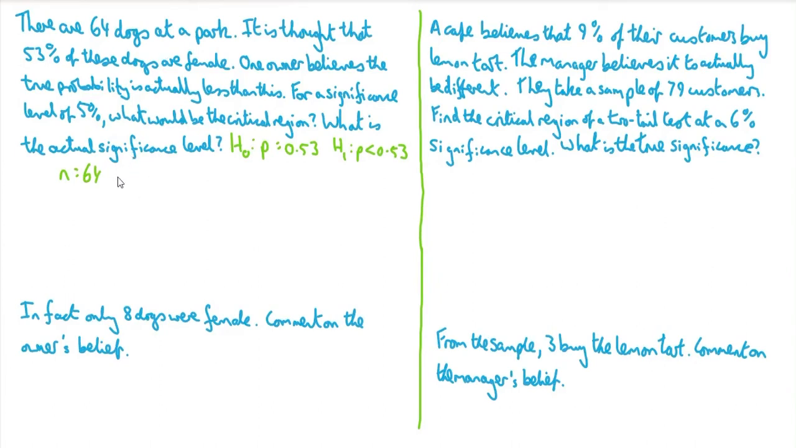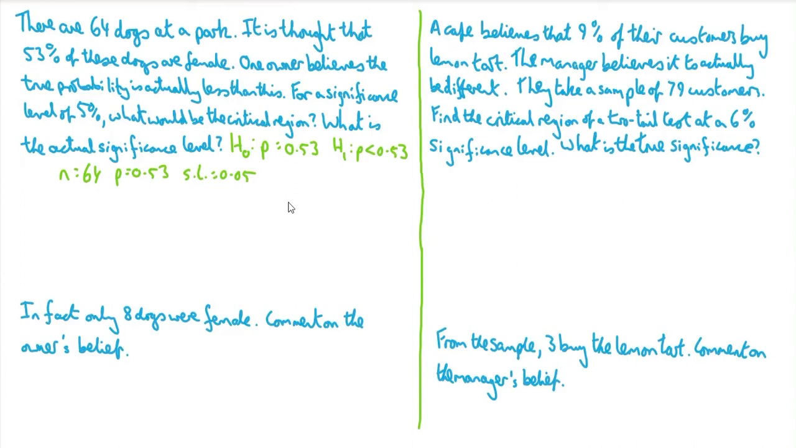Then we know for certain that N is going to be 64, because that's how many dogs there are in total. Our P we're going to take as that 0.53, and the significance level we'll have as 0.05. Since this is a one-tailed test again, since it's just a strict less than rather than a general not equal to, we don't have to change the significance level in any way. Now, we don't have an X value. We don't know how many dogs were actually female, not yet anyway. And that's why we're looking for the critical region instead.